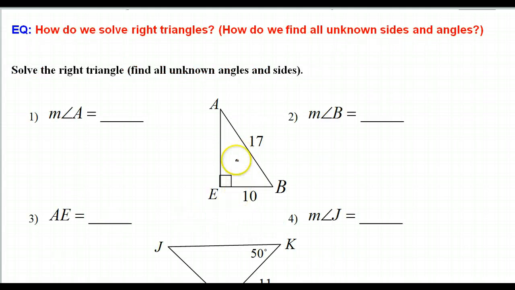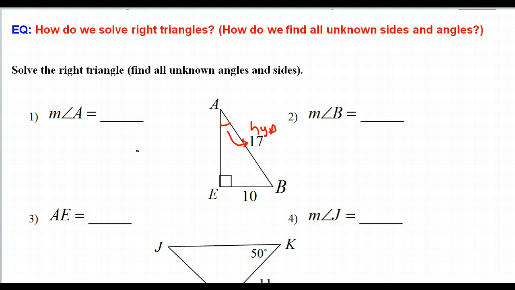We are solving triangles using tangent, sine, and cosine. Let's go ahead and try to find angle A. If I want to find angle A, I'm not given either angle, so I know I'm going to need an inverse trig function. But which one?